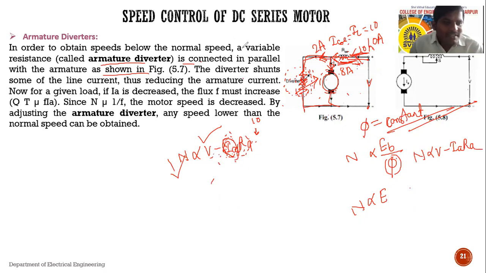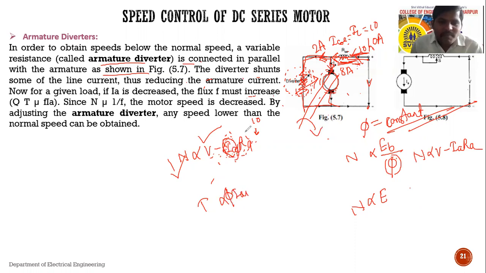the diverter shunts some of the line current, thus reducing the armature current. Armature current काय will reduce. Now for a given value of load, if the Ia decreases, दिलेल्या value of load ला Ia decreases, flux phi must increase according to this equation. That is the torque equation. What is the torque equation? T is directly proportional to phi into Ia.